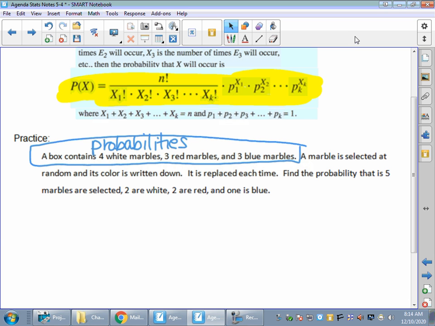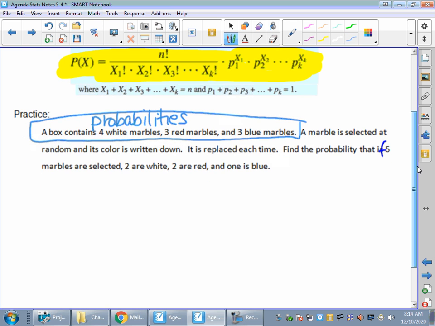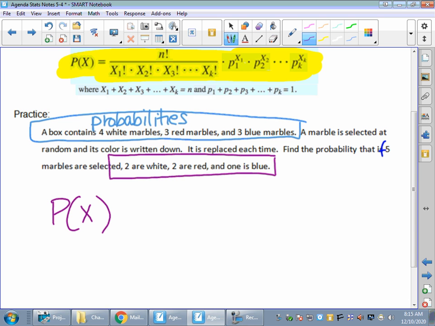It's replaced each time. Find the probability that if 5 marbles are selected, 2 are white, 2 are red, and 1 is blue. All right, so this right here, 2 are white, 2 are red, and 1 is blue, is my probability event. That's what I'm looking for. I just write X because there's a lot going on, but 2 are white is going to be my event 1, 2 are red is going to be my event 2, and 1 is blue is going to be my event 3.